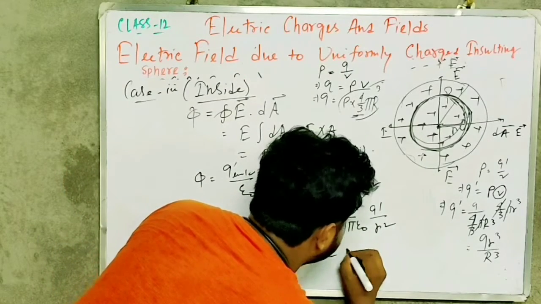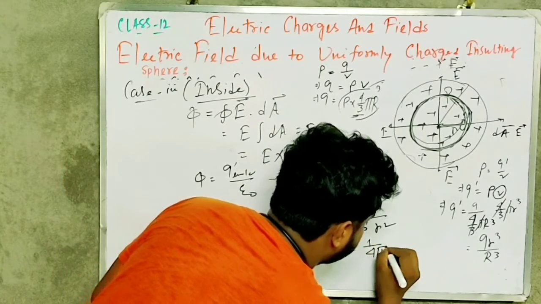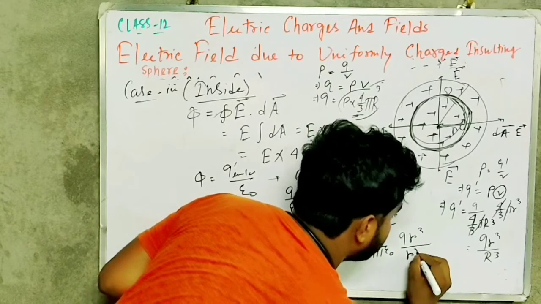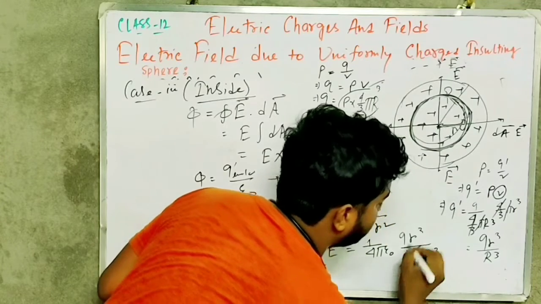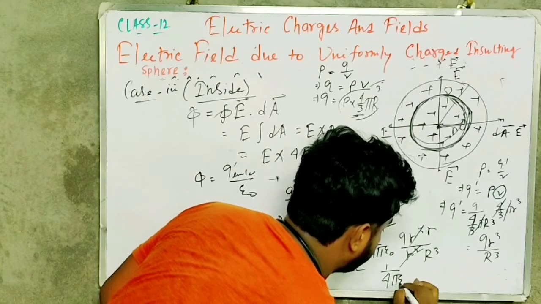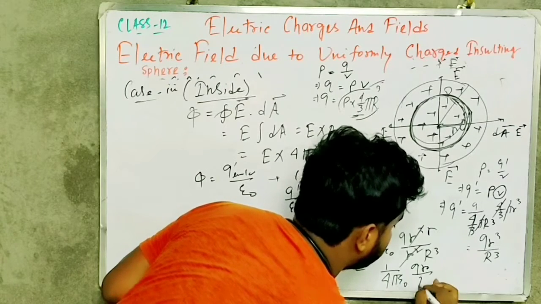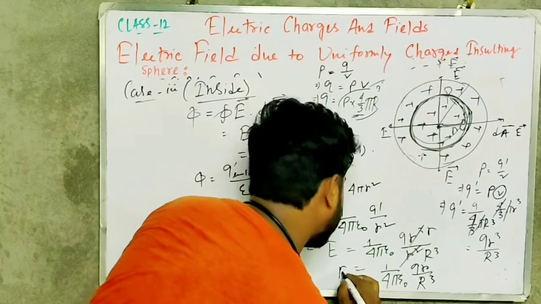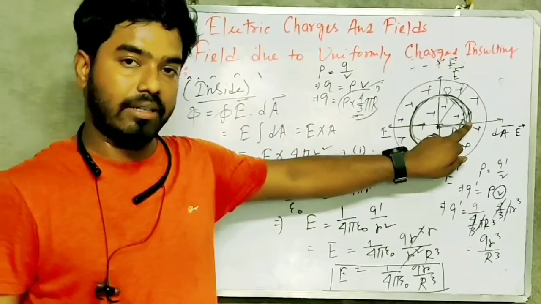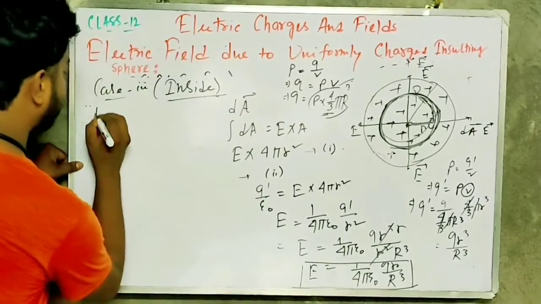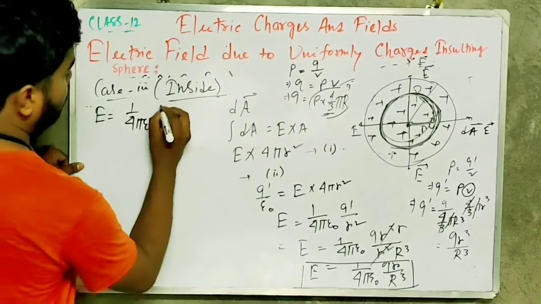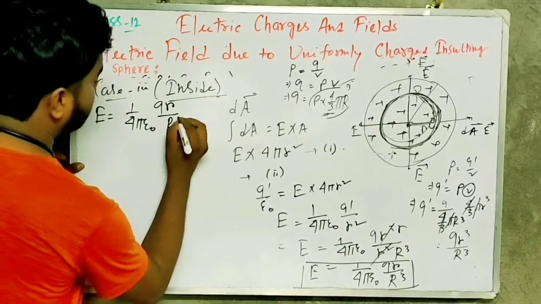Then E equals 1 by 4 pi epsilon naught Q small r cube divided by r square into capital R cube. Simplify it. So 1 by 4 pi epsilon naught Q r by capital R cube. This is the expression of the electric field inside the sphere. Simplify it, then just write it down: 1 by 4 pi epsilon naught Q r by capital R cube.